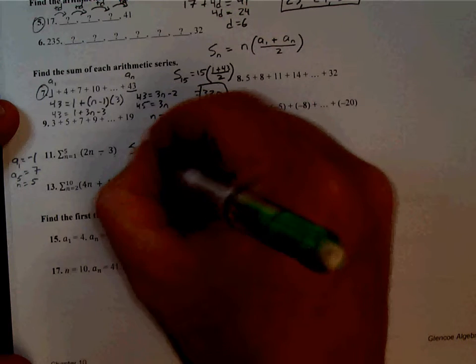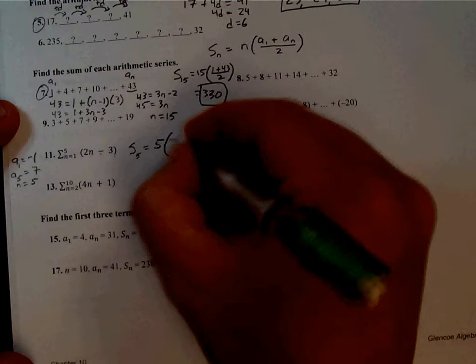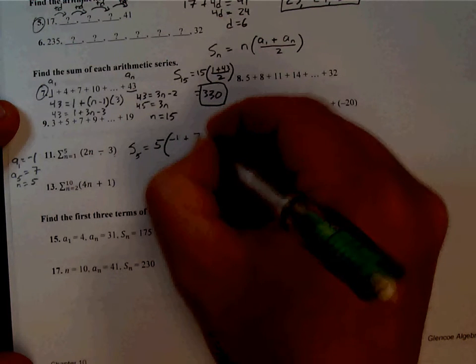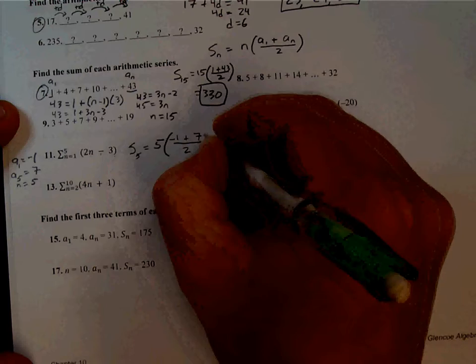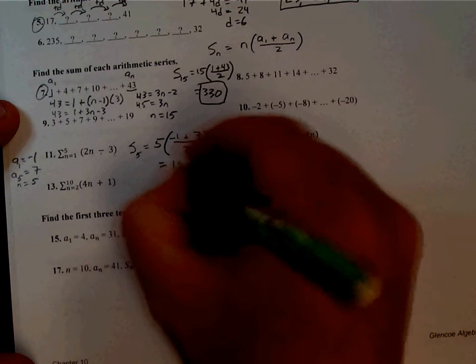So the sum of those 5 terms is equal to 5 times your first term plus your last term, which was 7, divided by 2. Negative 1 plus 7 is 6. Half of that is 3. 5 times 3 is 15.